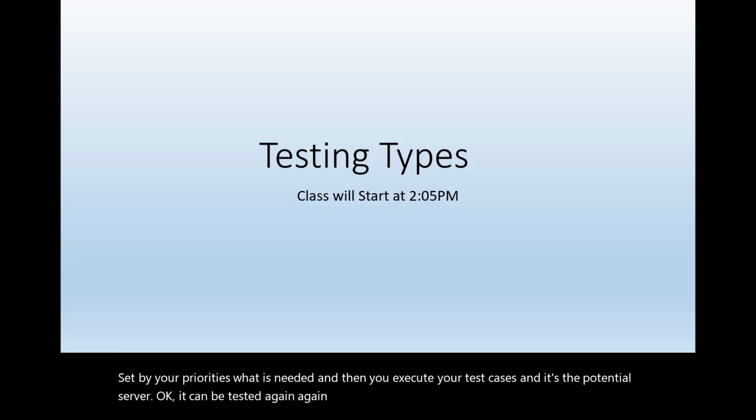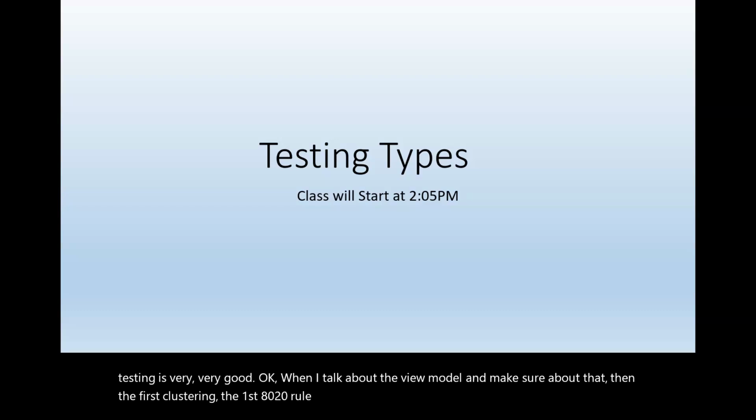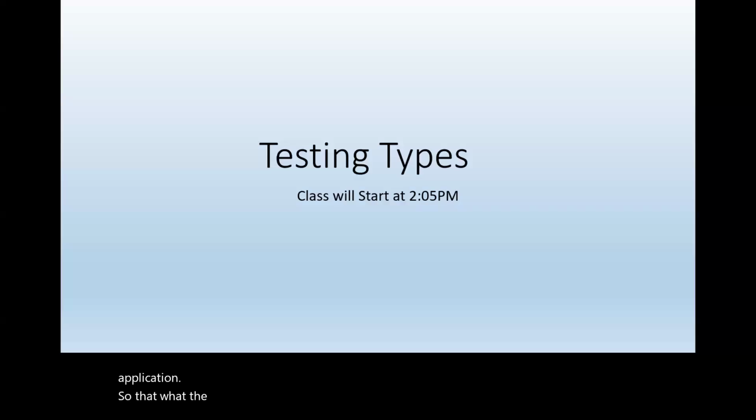We'll talk about early testing, which is the third principle. Early testing is very, very good. When I talk about the V-model, I'll make a mention of that. Then defect clustering. The 80-20 rule: 80% of your bugs will be found in 20% of the application. So that's what defect clustering is. I'll show you an example of that if you go back to the video.